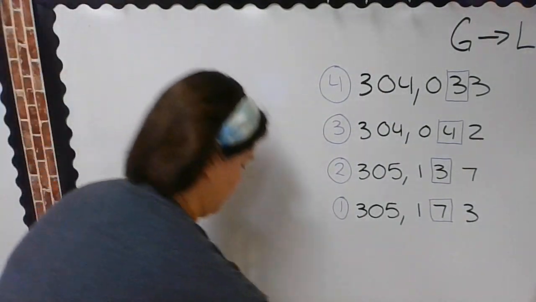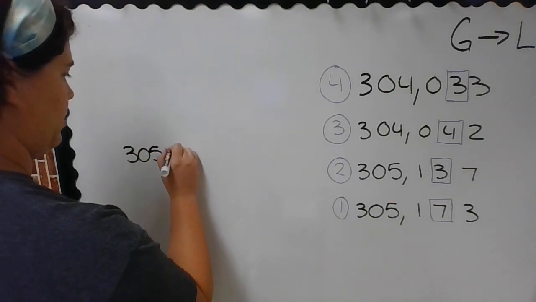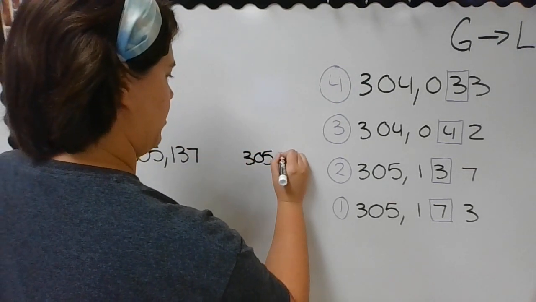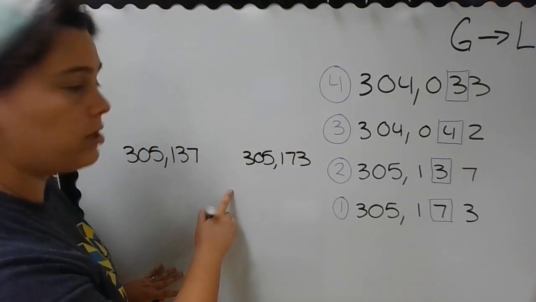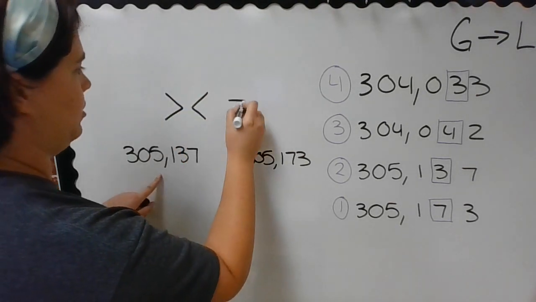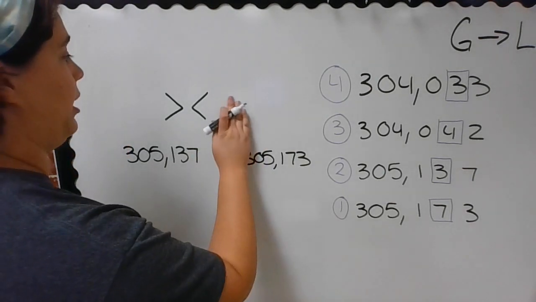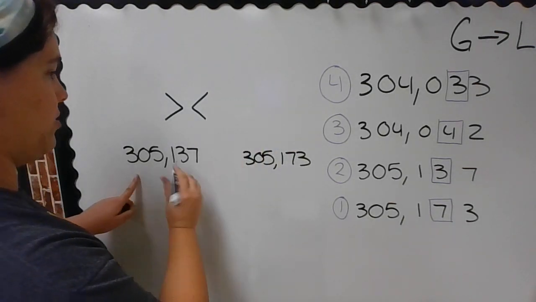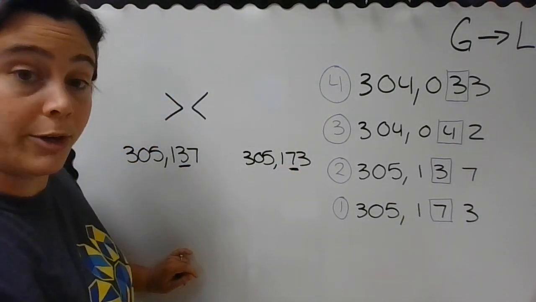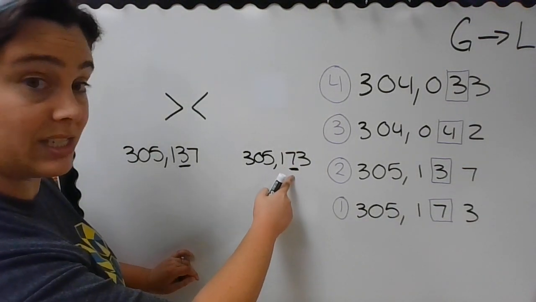So if I say 305,137 this side, and then we have 305,173. What symbol would we use? Would we use greater than, less than, or equal to? Well, we already found out that they're not equal to each other, so that's pretty simple. So we're going to get rid of that. So, because it was based off of the tens place value, which one was bigger? Correct. This number was bigger because 7 is bigger than 3.